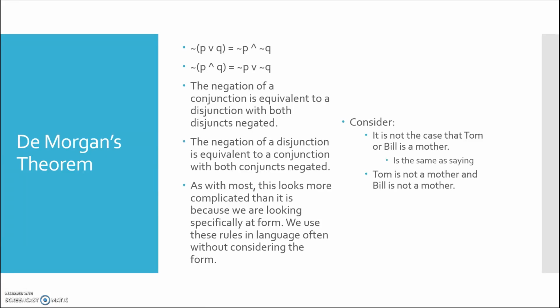The last rule of equivalence we're going to look at is De Morgan's Theorem. This is often the rule that is the most intimidating to new students, but also it is quite intuitive as well. Try to follow along here. The negation of a conjunction is equivalent to a disjunction with both disjuncts negated. And the negation of a disjunction is equivalent to a conjunction with both of the conjuncts negated.